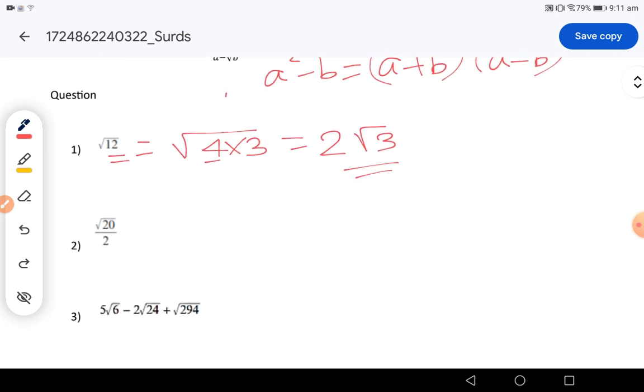Question 2, root 20 by 2. So root 20 write 4 times 5 by 2. So root 4 is 2 and root 5 divided by 2. 2 and 2 cancel. The answer is root 5.